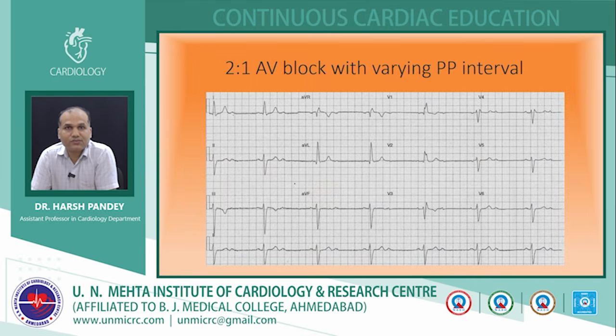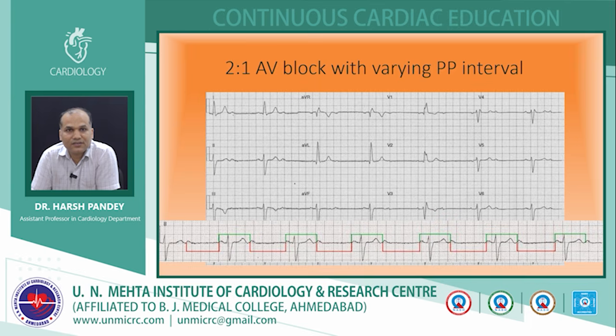So this is another example. There's a 2:1 AV block with a varying PP interval. You can see here that in between those P waves, there is a QRS complex. Whenever a QRS complex occurs, the PP interval is shorter, and whenever there is no QRS complex, the PP interval becomes longer.